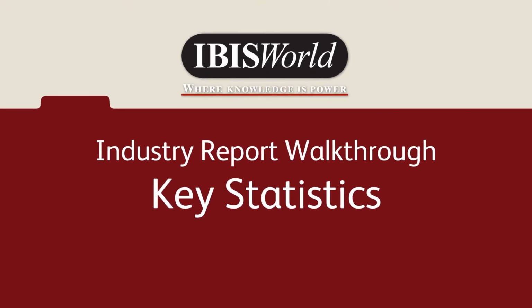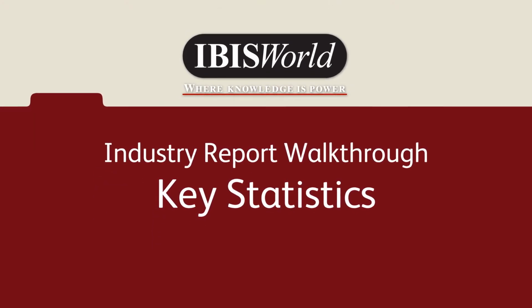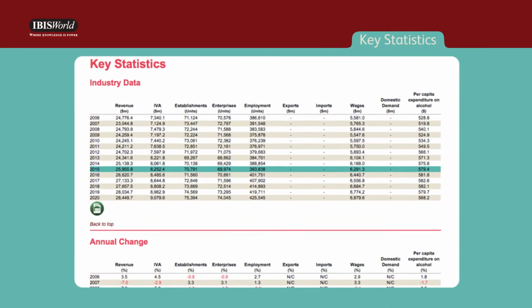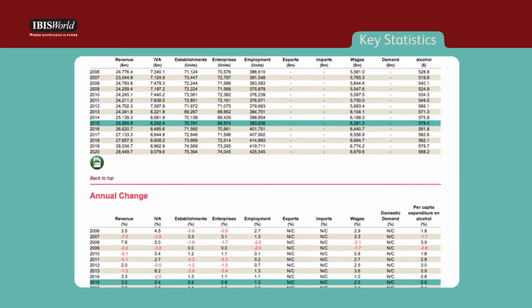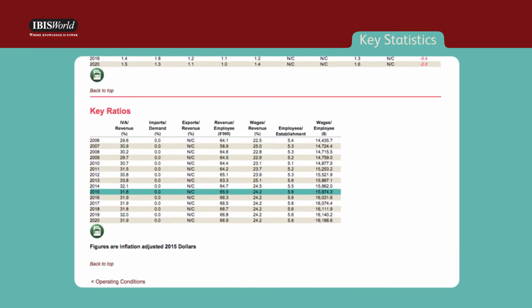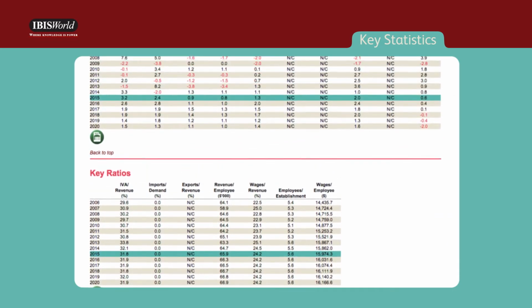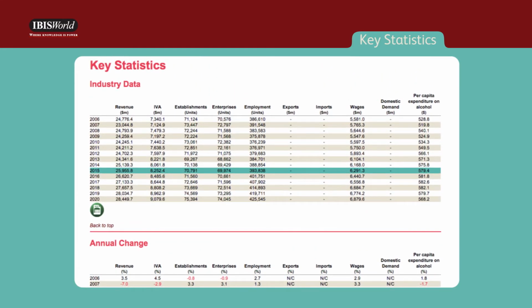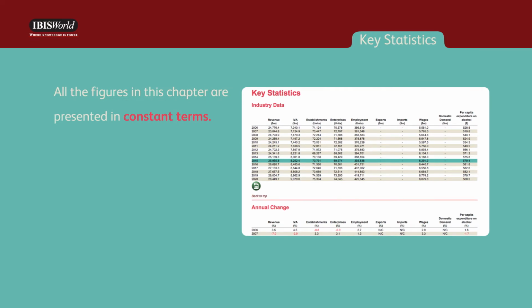The Key Statistics chapter provides readers with a snapshot of the industry in the form of straight numerical data. Comprised of 3 tables, this chapter offers numbers on industry data, annual change, and key ratios. These figures are the basis for industry analysis, trends, and storytelling throughout the rest of the report, and are a must-have for all clients.